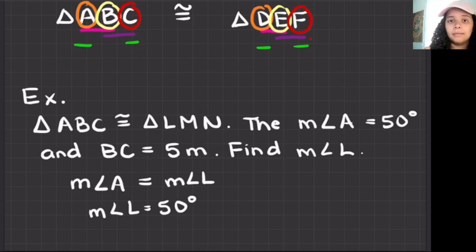We use it a lot in proofs, but I'm going to talk about that in another video when we start to get into proofs and such, because I'm going to use CPCTC to prove that certain triangles are congruent to each other, or certain properties of triangles are true.